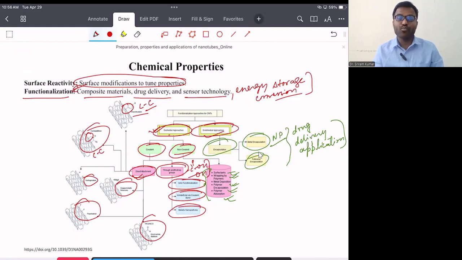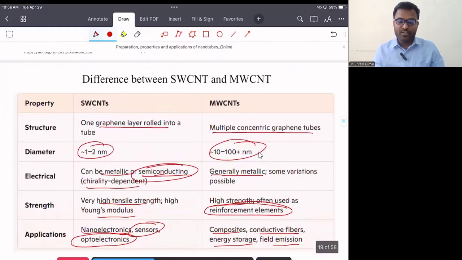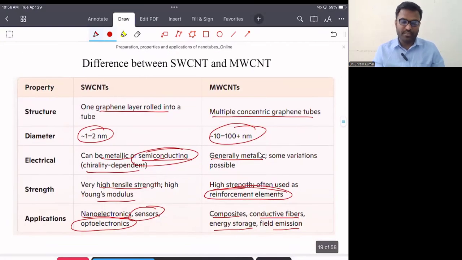That is really important either in energy applications, or in biomedical applications, for example drug delivery, or sensing applications, or composite materials. Here we understood the difference between single-wall CNT and multi-wall CNT in terms of structural and electrical properties, strength, and applications.